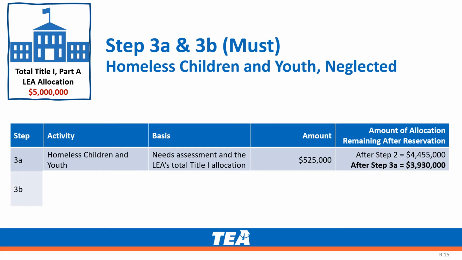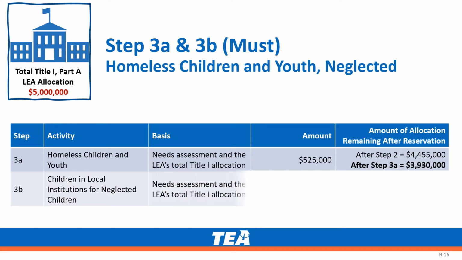For Step 3B, which will be for children in local institutions for neglected children, based on the LEA's needs assessment and their Title I allocation, the LEA has decided to reserve $325,000. After this reservation, the LEA now has $3,605,000 left of their allocation to allocate to Title I Part A campuses.